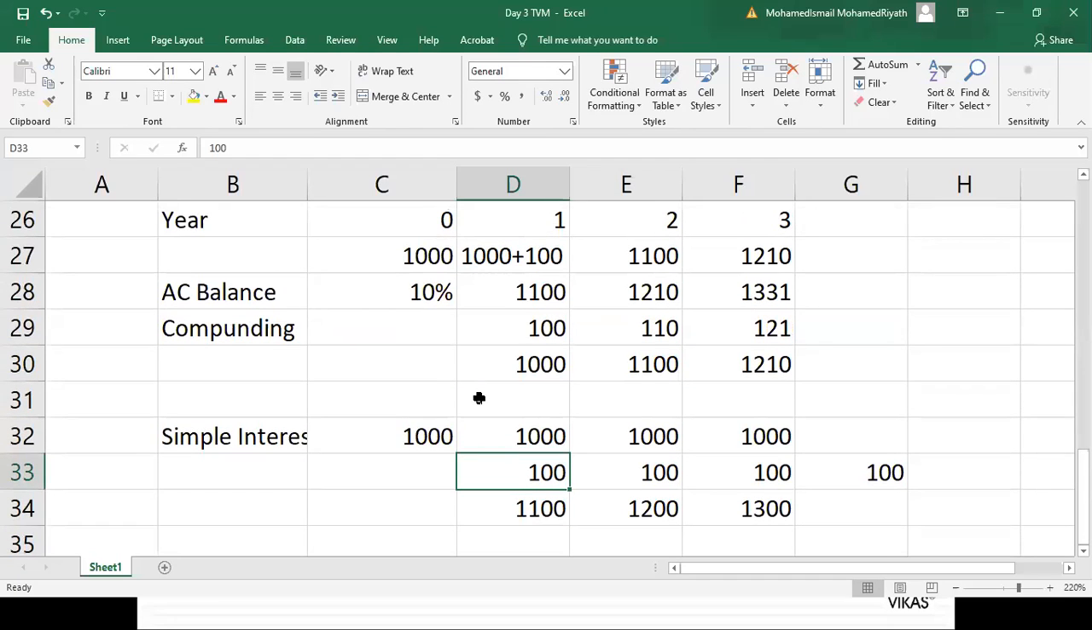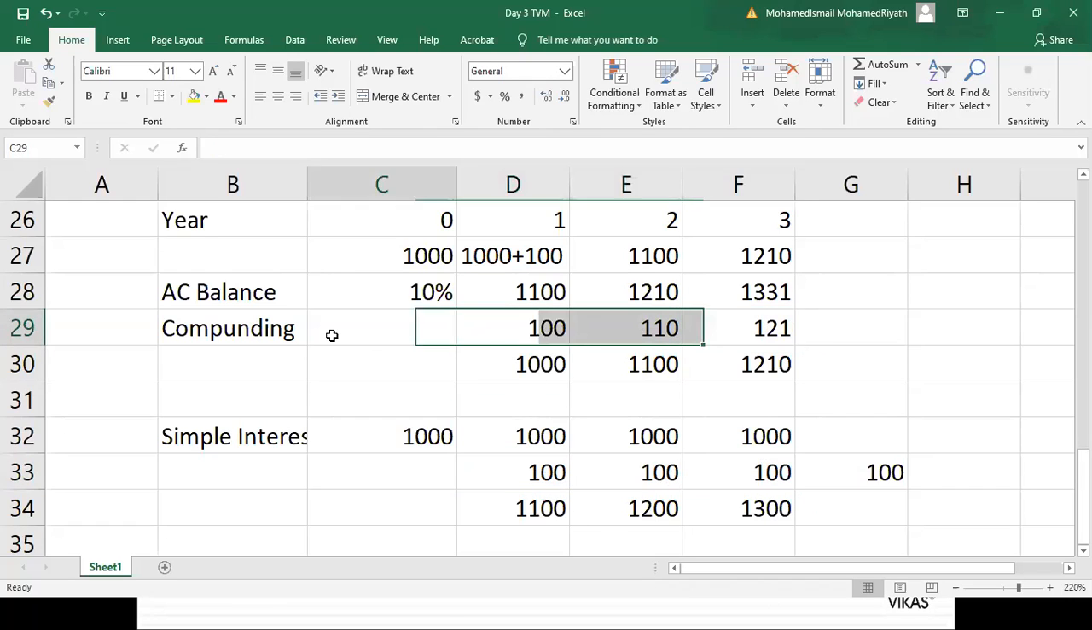So the major difference is compounding interest. They charge interest on principal plus interest, but in simple interest, they will charge interest on principal amount. See the differences. At the first year, in both ways, they are getting the same amount, right? In the second year, simple interest 100, but in compounding, they are getting 110. In third year, simple interest 100, but in the compounding 121. So simple interest is constant, but compounding is increasing, right?